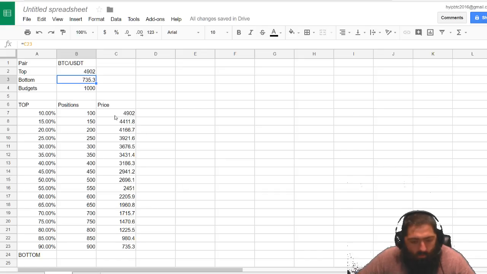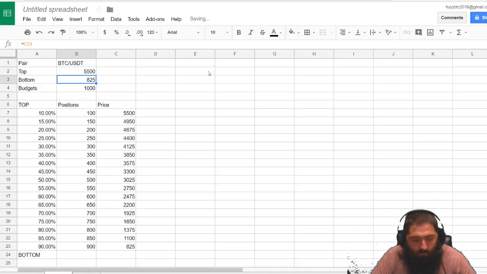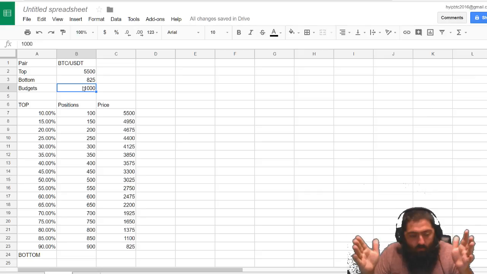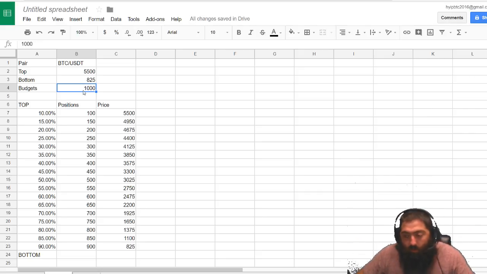and we change our positioning all the way down. So if you believe that it's going to hit $5,500, change it to $5,500. And our budget for our BTC USD for this example is $1,000. You can make it yours. If you've only got $10 for this, only do it with $10. If you have $1 million, do it with $1 million. It's your plan. It's not my plan.